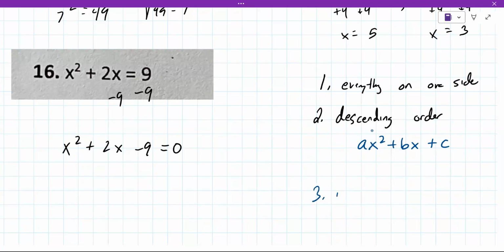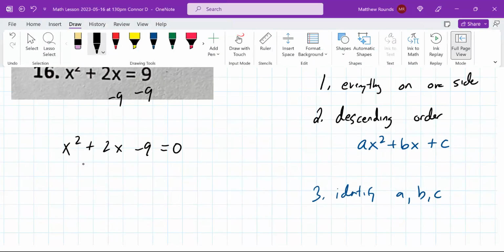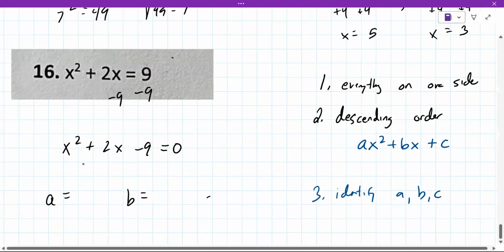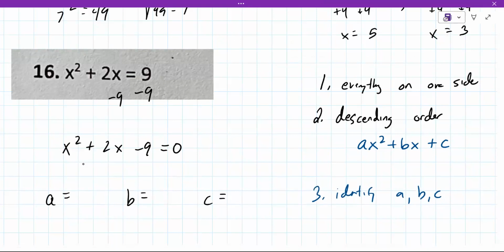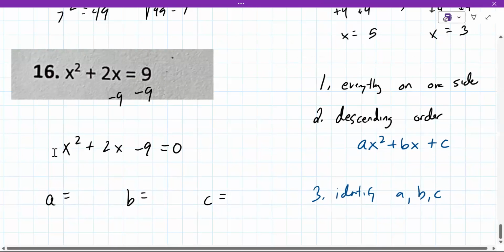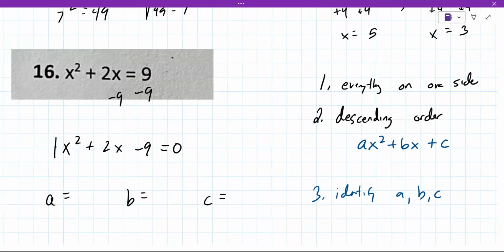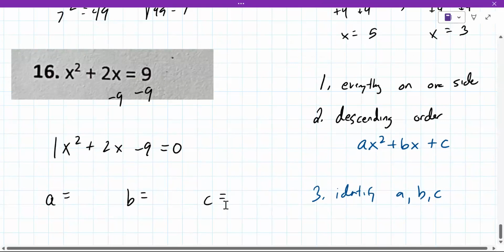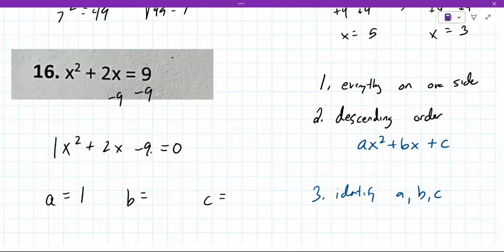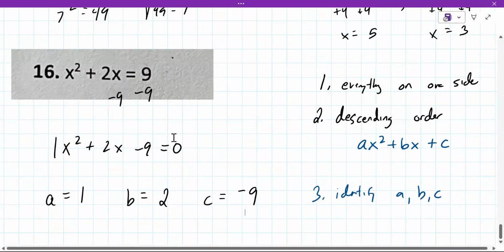Okay, so the next thing is to identify a, b, and c. You need those values in the formula. So a is the number in front of x squared. b is the number in front of x, including the operator. c is the constant. c is always the constant. Ax squared plus bx plus c, you have numbers for a, b, and c. They go in front. If there's nothing written, it's a 1.